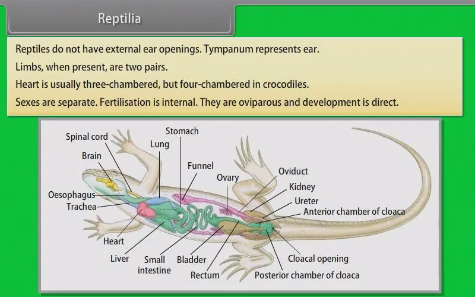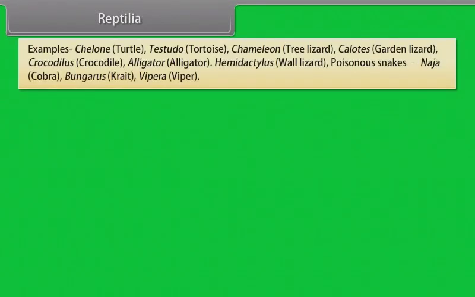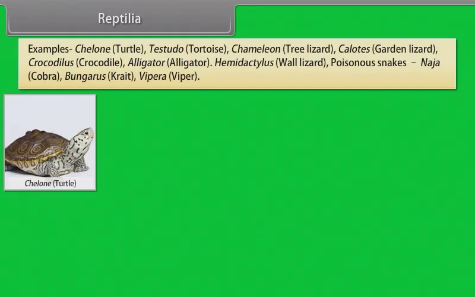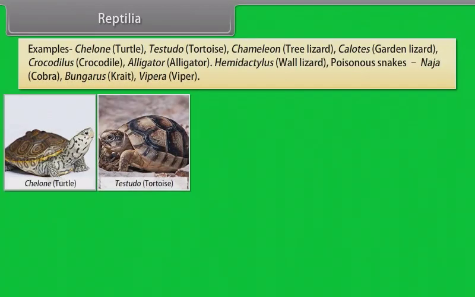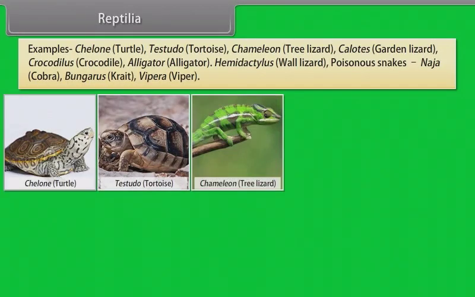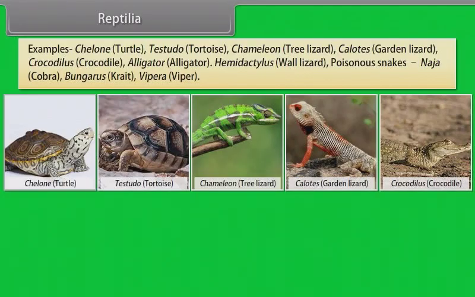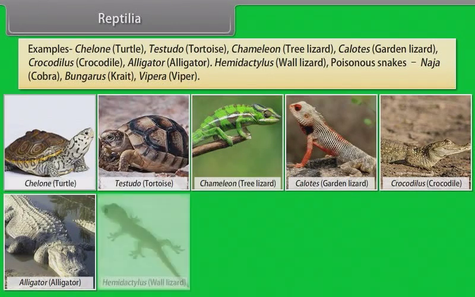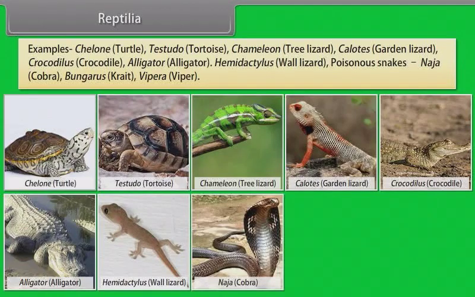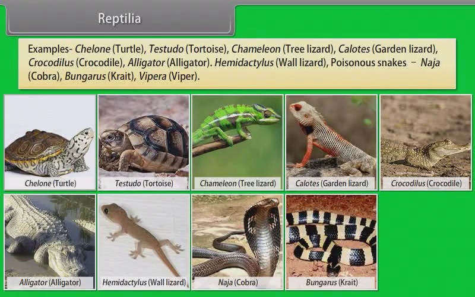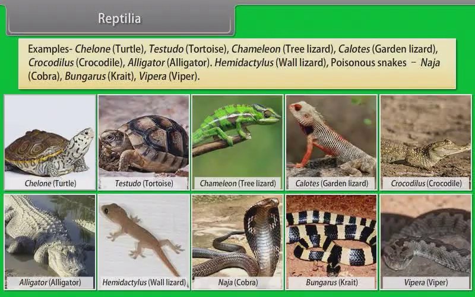Sexes are separate. Fertilization is internal. They are oviparous and development is direct. Examples: Chelone, turtle; Testudo, tortoise; Chameleon, tree lizard; Calotes, garden lizard; Crocodylus, crocodile; Alligator, alligator; Hemidactylus, wall lizard. Poisonous snakes: Naja, cobra; Bungarus, krait; Vipera, viper.